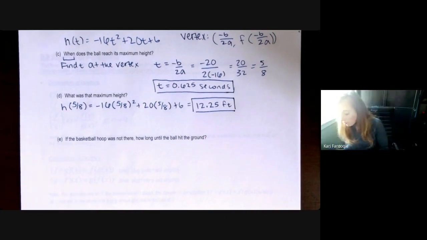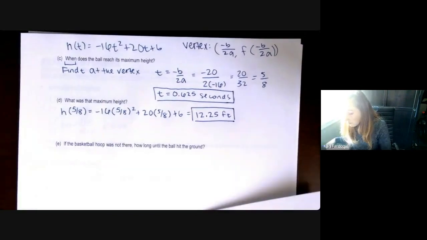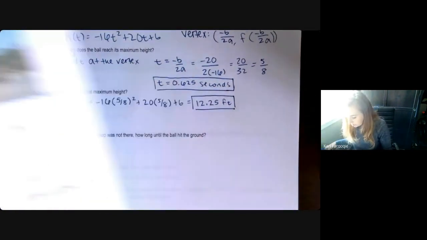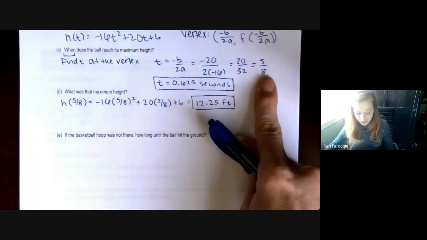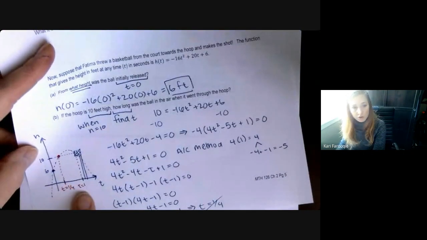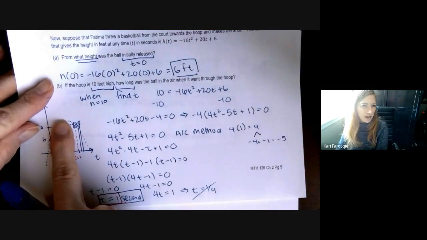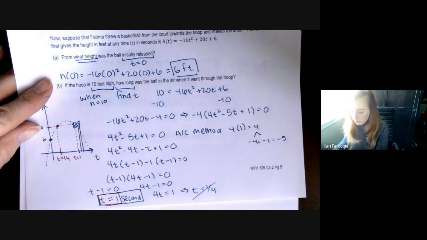Okay, so that's maximum height. And again, it should make sense if you draw out a nice diagram. Your t value is 5/8, which you will find is the exact middle of 1/4 and 1. If you were to take the average of those two, you'd get 5/8, which is exactly where this maximum occurs.